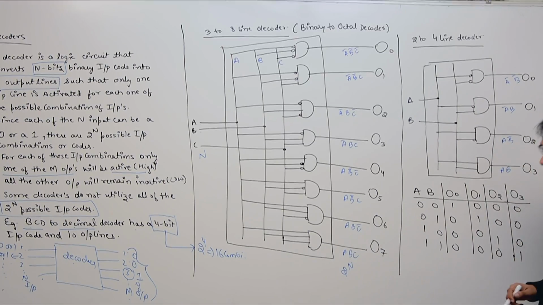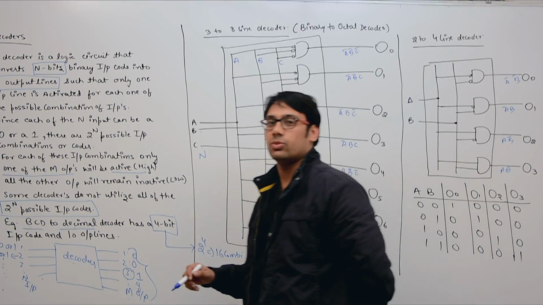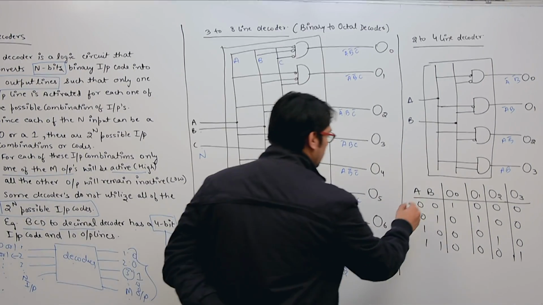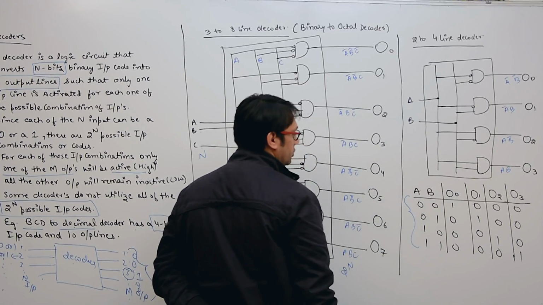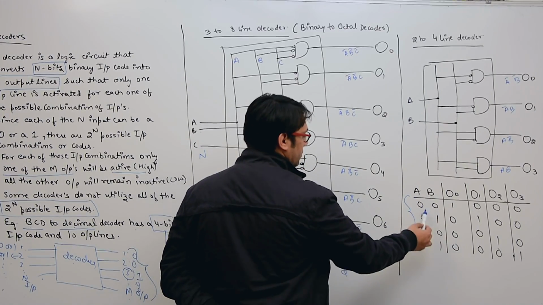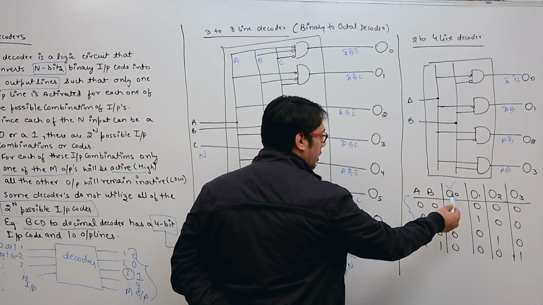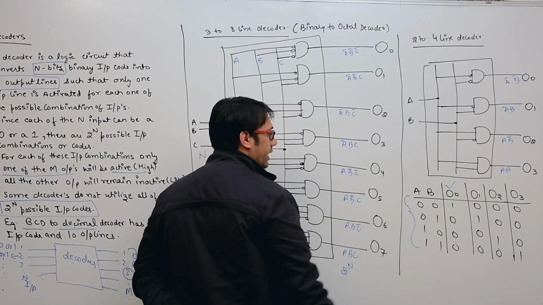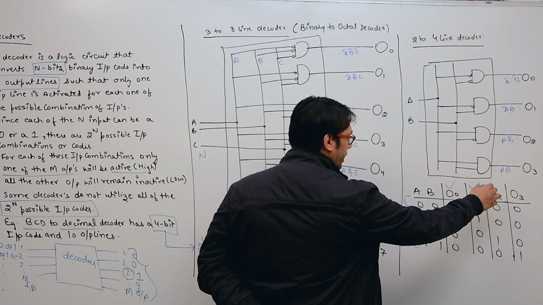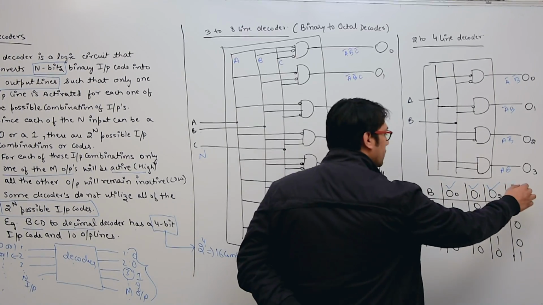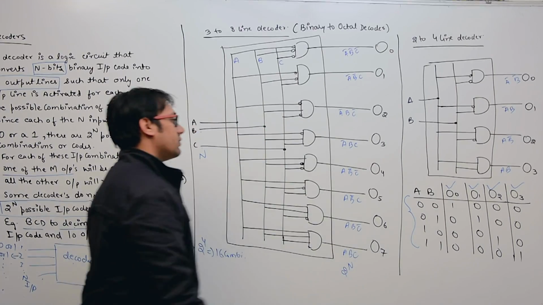So each of these output lines will produce a value 1 only for one single combination of A and B. Now you can represent this by a truth table, that is, what are the possible combinations of A and B, and under what condition we want output 0 to be active, under what condition output 1 to be active, output 2 to be active, and at the same time output 3 to be active.